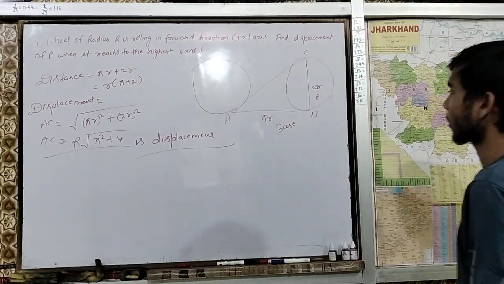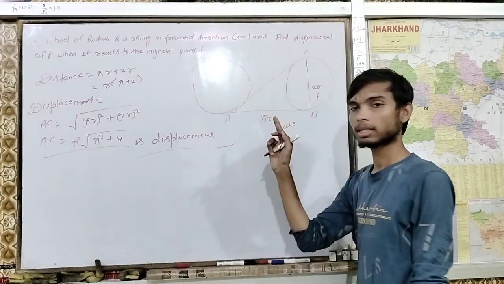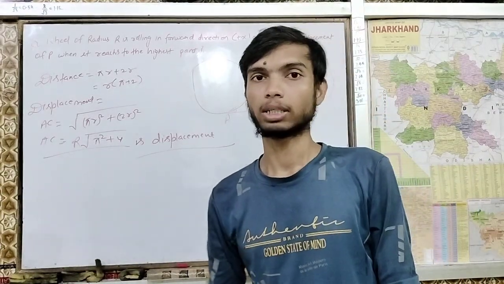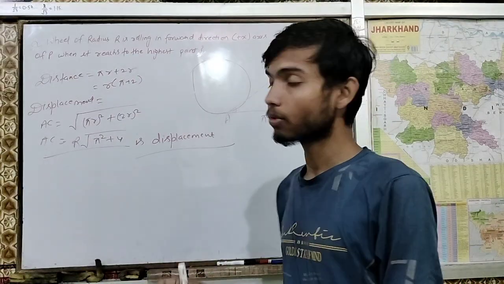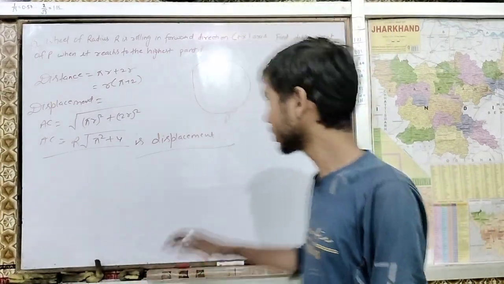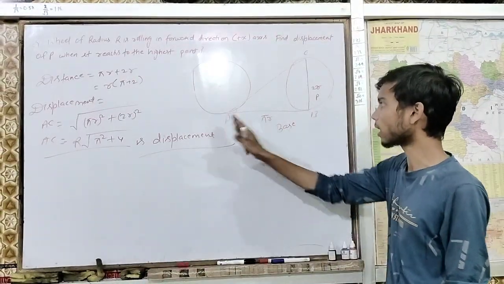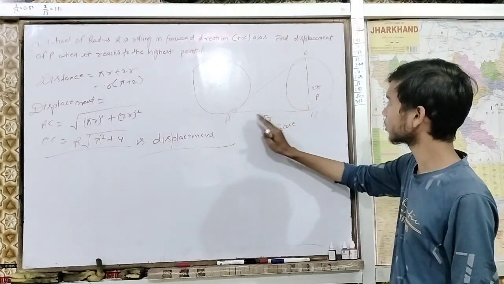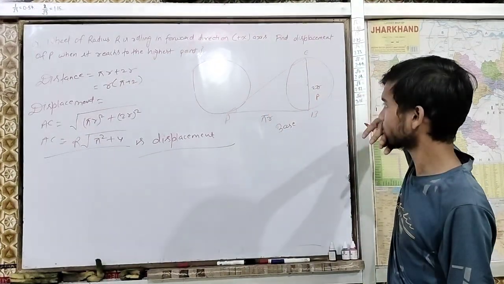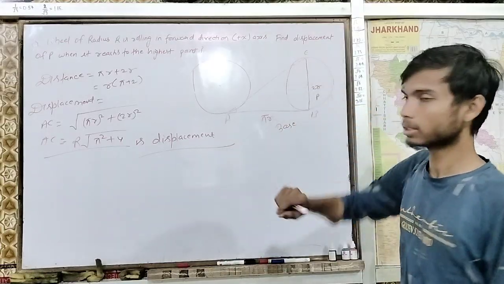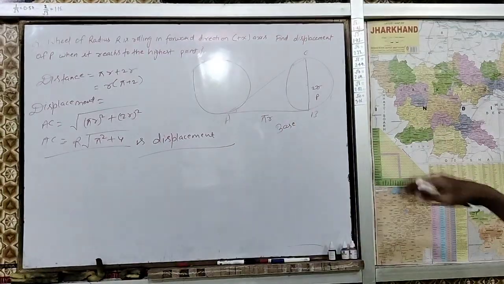Now remember very well, this AB part is what? This wheel moved, it rolled this much part. And this is the highest point, and this AC is nothing but just the displacement. It's the displacement.